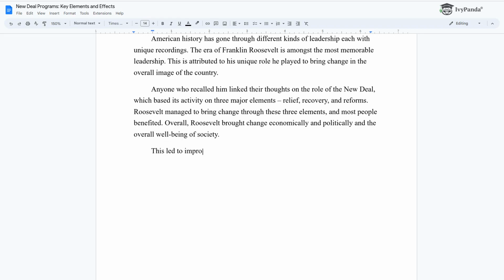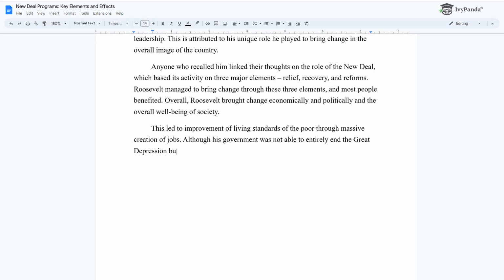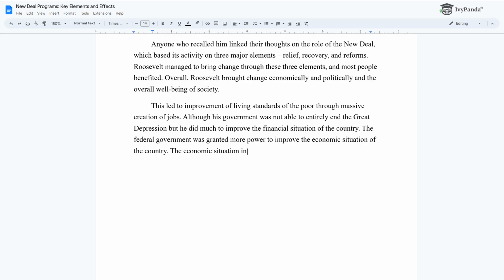This led to improvement of living standards of the poor through massive creation of jobs. Although his government was not able to entirely end the Great Depression, he did much to improve the financial situation of the country. The federal government was granted more power to improve the economic situation of the country. The economic situation in America seems to have been the major subject of his agenda.